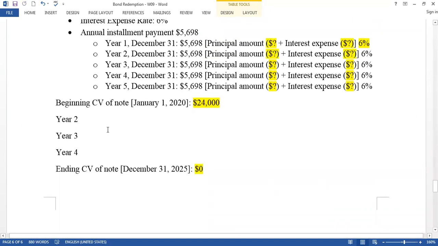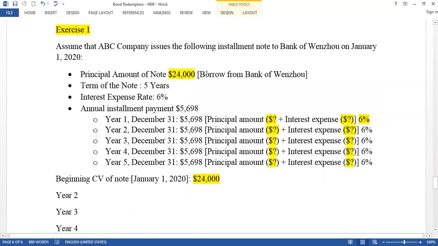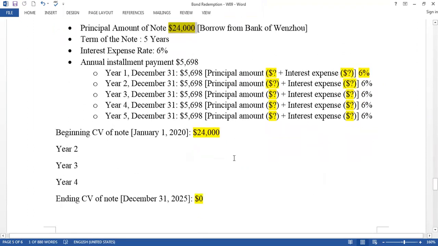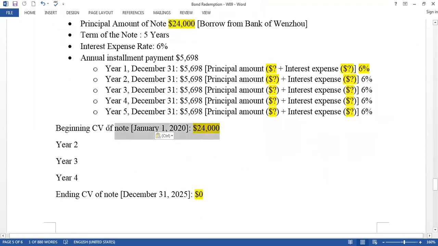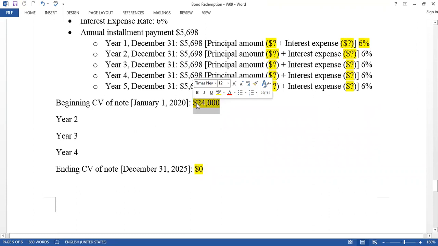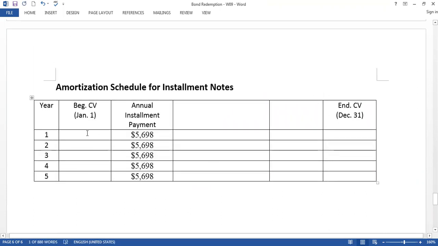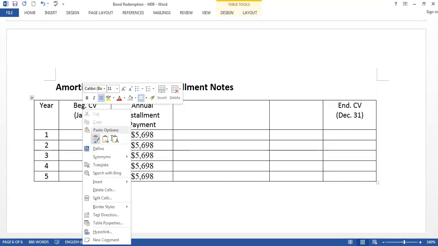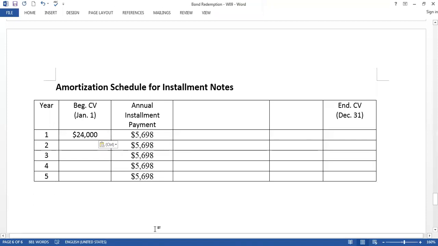And according to this question, I told you how much money you borrow today. You borrow $24,000 today, and this $24,000 is the beginning carrying value of today, right? Do you understand? This is year 1. You borrowed $24,000, and this is the beginning carrying value, January 1st. This is year 1 beginning carrying value.